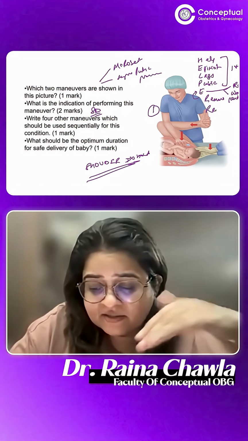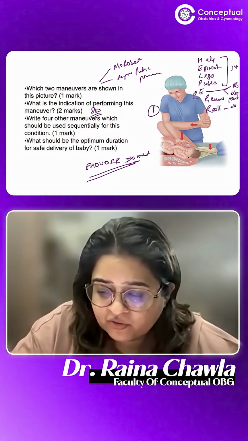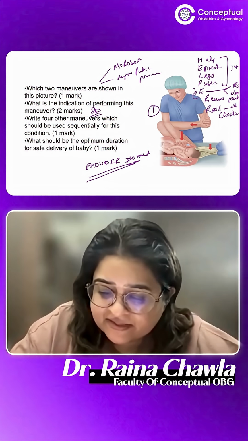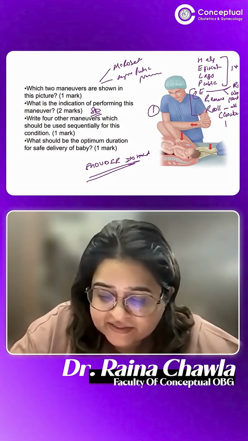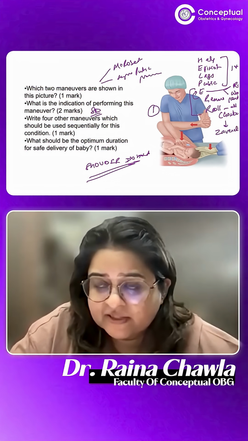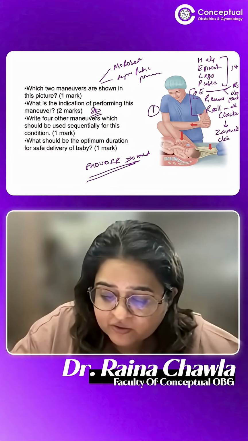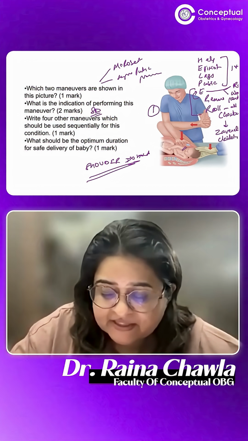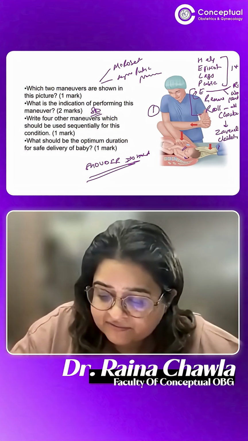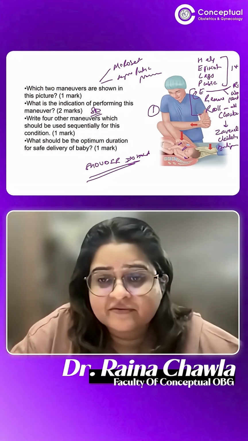Next R is roll the patient on all fours. Roll on all fours, that is the Gaskin maneuver. These are your second line maneuvers. And if these fail, you go to the third line maneuvers, which are the Zavanelli maneuver, that is pushing the head back and doing a cesarean section, or a cleidotomy, that is fracturing the baby's clavicles, or a symphysiotomy, that is fracturing the maternal pubic symphysis.